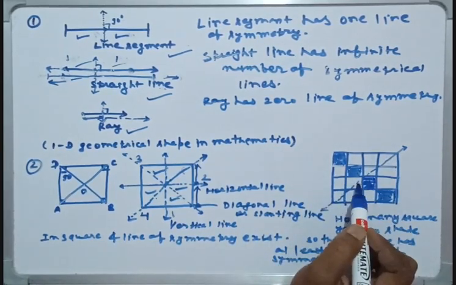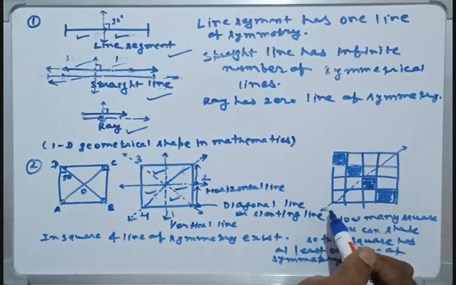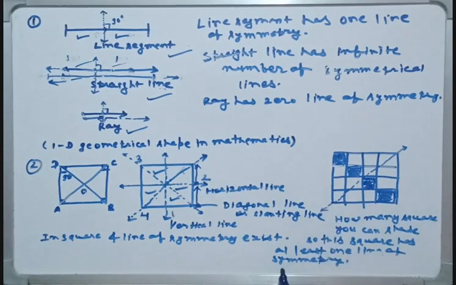This whole square is symmetrical along this diagonal. Okay guys, so our condition is fulfilled now, that is at least one line of symmetry. So guys, next we will study line of symmetry in a rectangle.